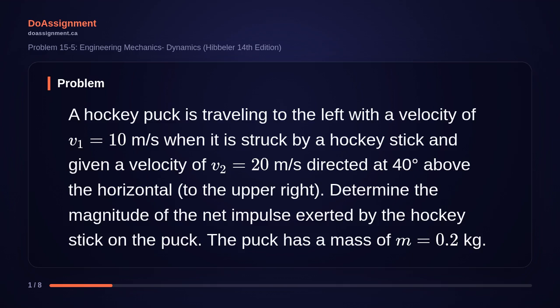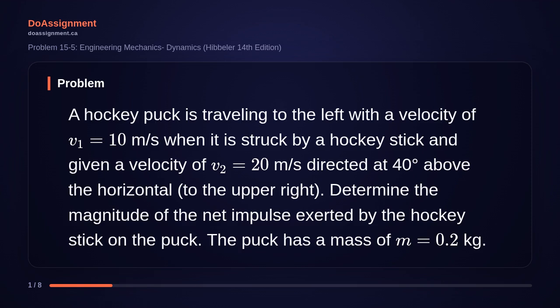A hockey puck is traveling to the left with a velocity of v1 equals 10 meters per second when it is struck by a hockey stick, and given a velocity of v2 equals 20 meters per second, directed at 40 degrees above the horizontal to the upper right. Determine the magnitude of the net impulse exerted by the hockey stick on the puck. The puck has a mass of 0.2 kilograms.